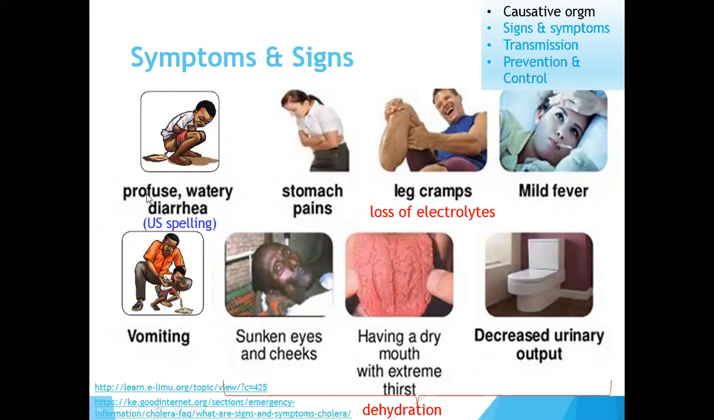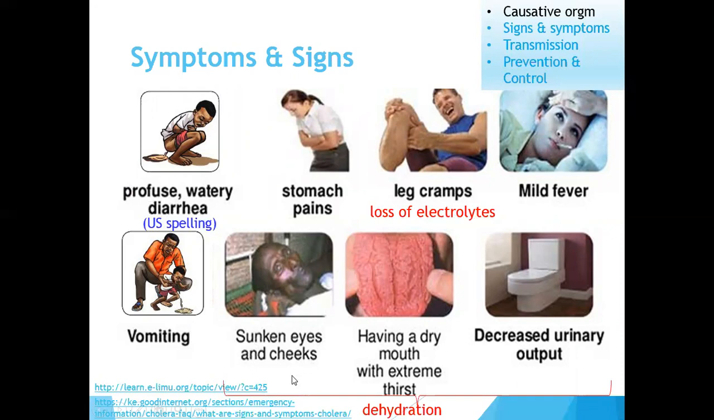Profuse means intense, a lot, of watery diarrhea. This is the US spelling for diarrhea. Then stomach pains, leg cramps because of loss of electrolytes, and mild fever. Every time you get an infection, you will usually have fever, because fever helps to activate the immune response in the body. Vomiting, because of a lot of water in the intestine.